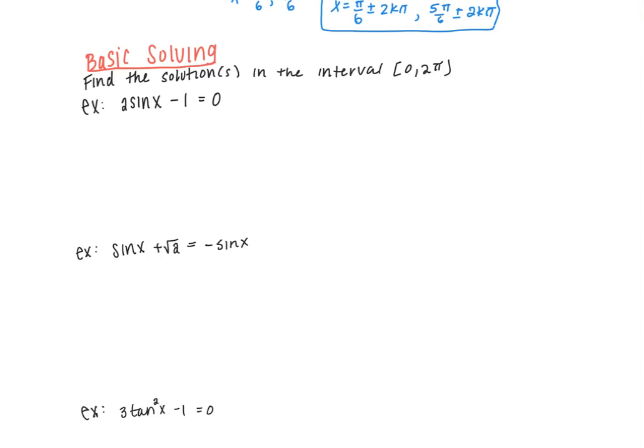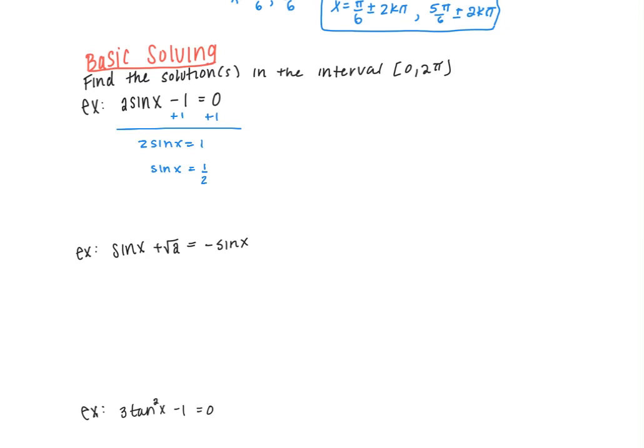Just like when you're solving for x in regular algebra, you first have to isolate what you're solving for. So I need to get sine by itself. I'm going to add 1 to both sides. So I have 2 sine x equals 1. And then I'm going to divide by 2. So sine x equals 1/2. Now I can solve for x.